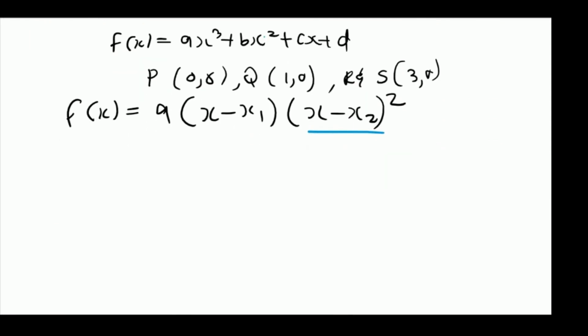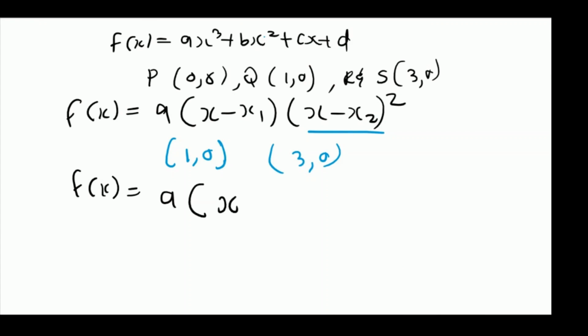So I'm going to substitute our x-intercepts, which are (1, 0) and (3, 0), into the equation. So we have f of x equals a into x. We're going to start first with the minus 3 because it's the first intercept that doesn't attach itself to a turning point. Then the other intercept of 1 is also a turning point, so we need to write it here. So it's going to be minus 1 squared.